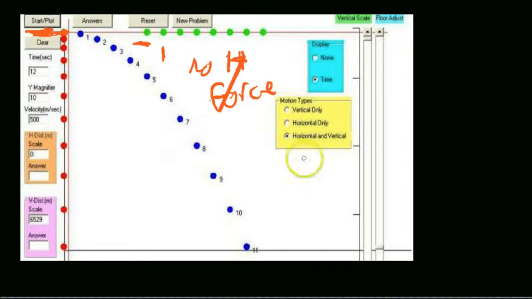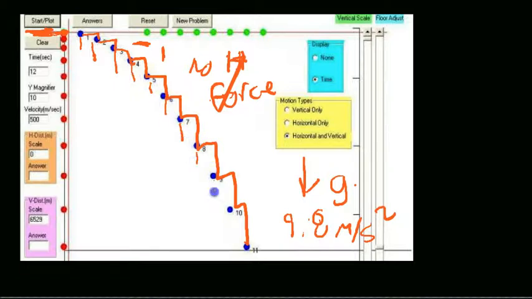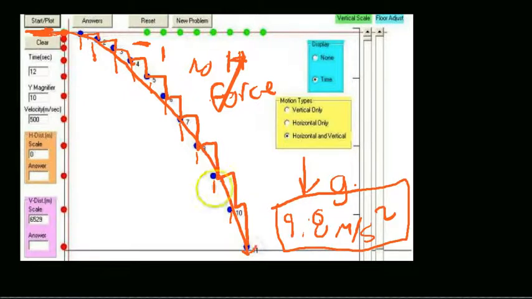But there is a vertical force, which is G, gravity, 9.8 meters per second squared. So if you see, horizontally, this component's not changing. It's going the same horizontal distance constantly. But vertically, it's increasing. It's going further and further down with each fall, which is because it's accelerating at 9.8 meters per second squared. This is the parabolic path, a combination of horizontal and vertical motion.